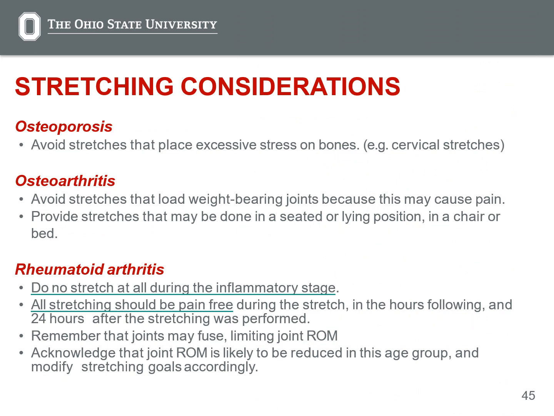To break those down even further, for stretching considerations: with osteoporosis, avoid stretches that place excessive stress on the cervical region, the upper neck. We tend to just pull our hand over our head and pull our neck to the opposite side. That's something you'd want to avoid high stress in with clients that have osteoporosis. With osteoarthritis, avoid any weight bearing or load bearing on the affected joints. This may cause pain.